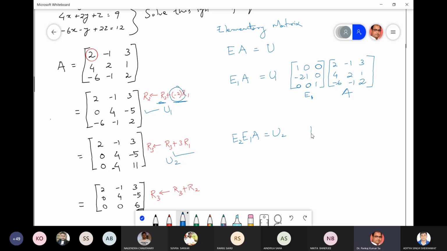Now tell me, what is E2? The only point that you need to take care of is the 3. We are not interested in R1 and not interested in R2, which means we are not altering R1 or R2. The only effect is in R3, with respect to R1. So obviously it's a diagonal, with all the principal diagonal elements 1, 1, 1. The first row you are not touching, the second row also you are not touching. Only the third row: the third row is the third row plus 3 times the first row. So this is 3, 0, that's it.